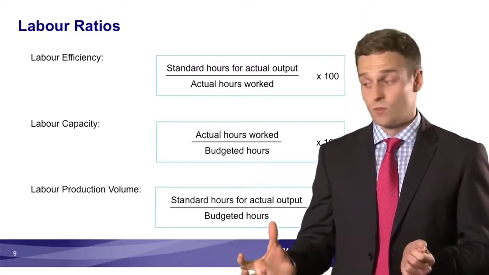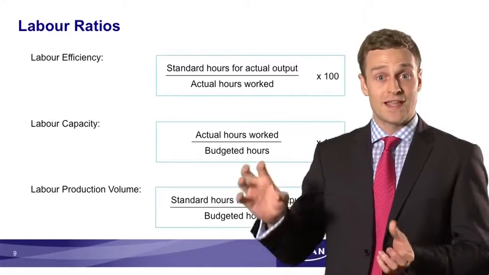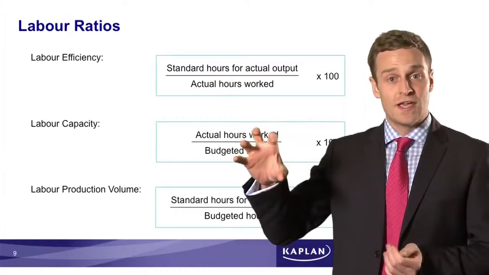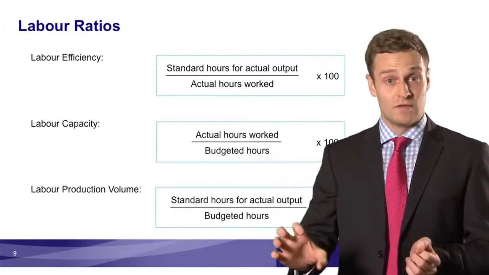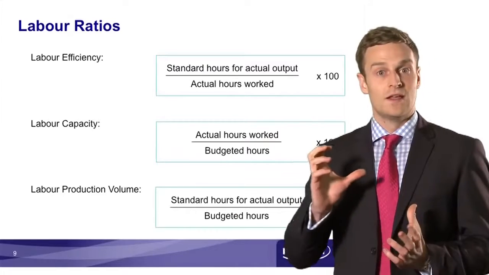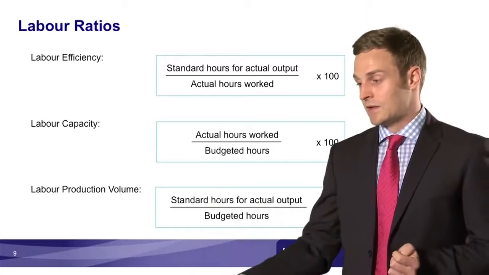The third ratio is known as your labour production volume, which is essentially an activity ratio, looking at how hard we want our staff to work. So it's how long we expect them to take for the actual output, which is their standard hours again, this time divided by the budgeted hours. So it's how long they should take divided by how long we have budgeted for them. And again, times that by 100 to get your percentage. So they're the three main labour ratios you're going to need to know for your F2 exam.